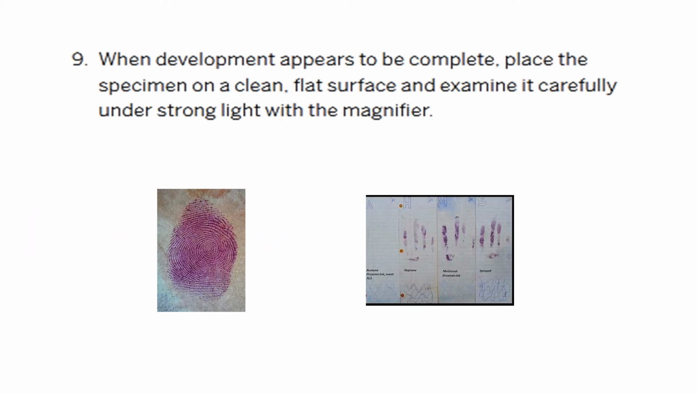When the development appears to be complete, place the specimen on a clean flat surface and examine it carefully under strong light with a magnifier. So you can see the images developed. These are the fingerprints of all the fingers. Here it is the thumb finger. You can see in this video. This is how it will appear. You can get it in this way.